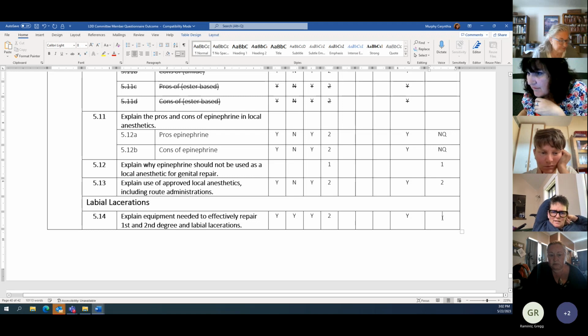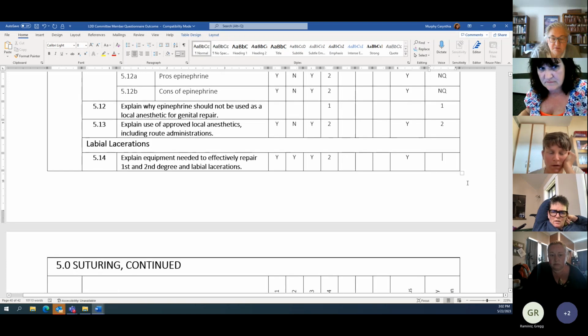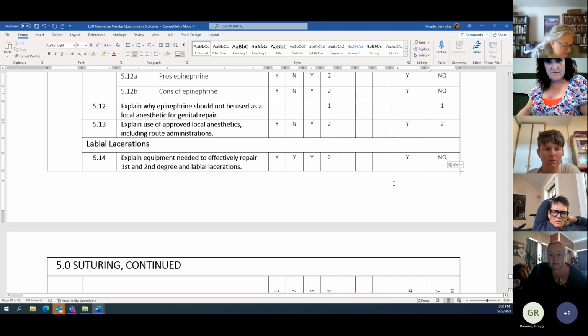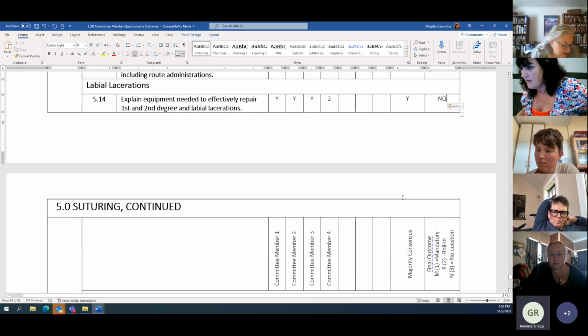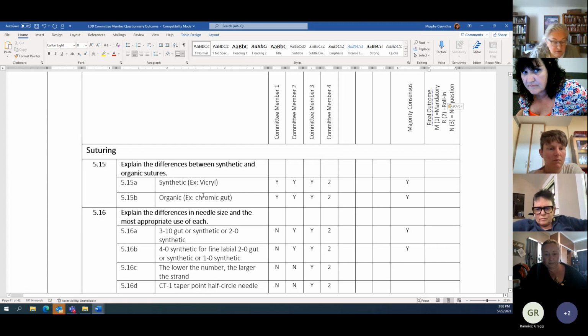Okay. 5.14, explain equipment needed to effectively repair first and second degree and labial lacerations. So this is like the one we did up above for IV. We're going to have it for practical application for the testing, right? So we're just going to do a no question on that one. I'm okay with that. They're definitely going to need to bring their own equipment and stuff.